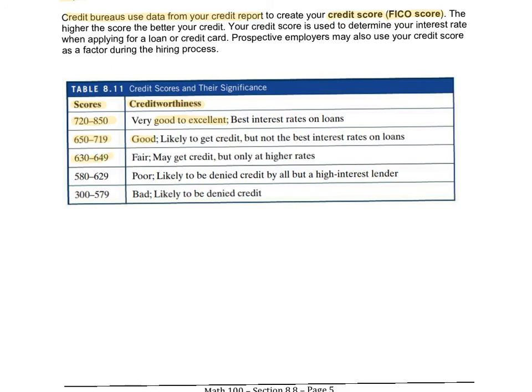630 to 649, fair. You might get credit, but higher rates. 580 to 629, that's poor. You'll probably be denied credit by all but maybe the highest interest lenders. And then 300 to 579, that's really bad. Probably going to be denied credit.